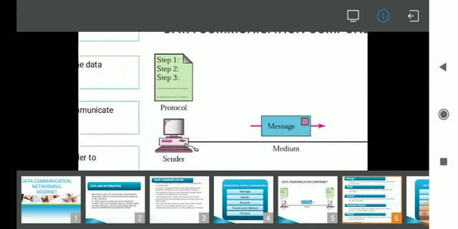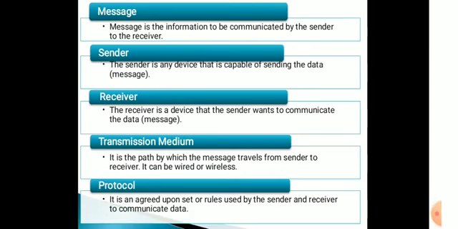Coming to the next one. The components are given below: message, sender, receiver, transmission medium, and the protocol that we were discussing. Message is the information to be communicated by the sender to the receiver. So message is the data that we want to send. Sender. The sender is any device that is capable of sending the data. In this scenario, the message is the information that I want to send from the user point of view. Receiver. The receiver is the device to which the sender wants to communicate the data. That means the receiver is the one to whom the message has to be sent.